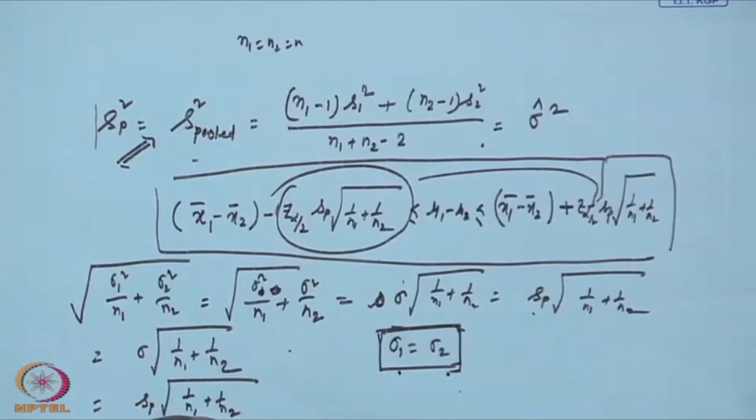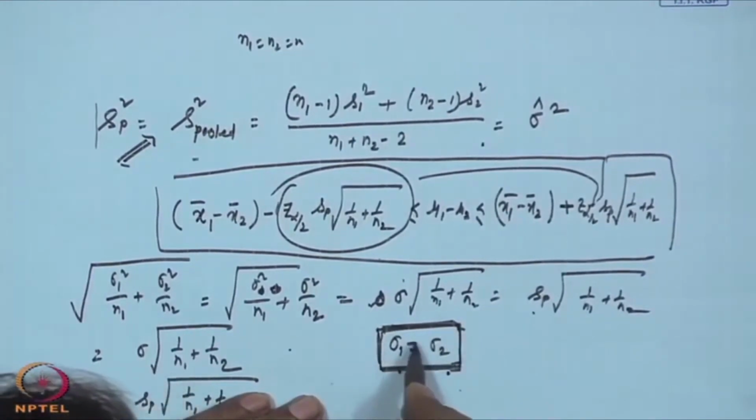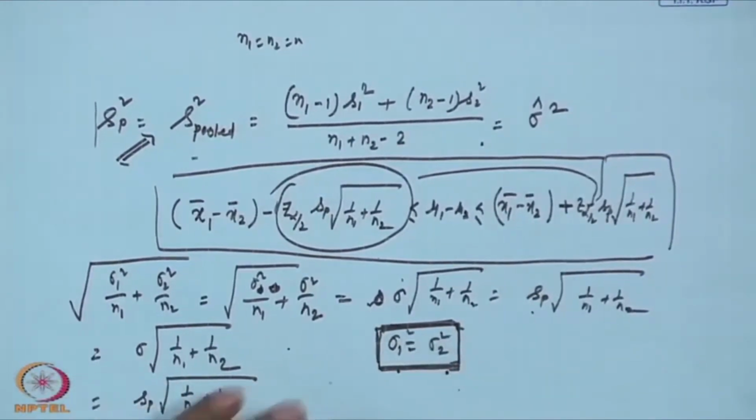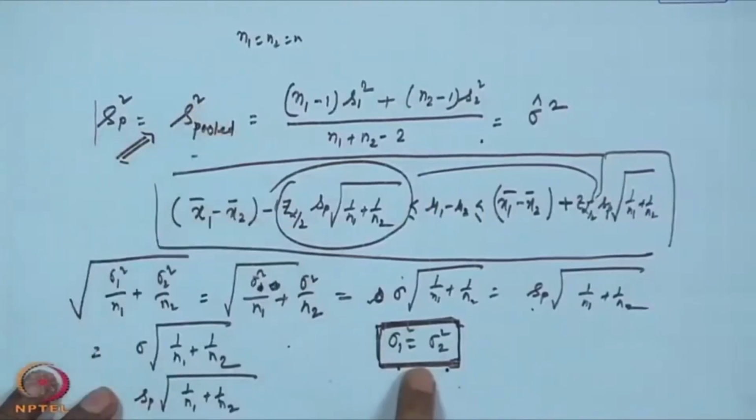Now, how do you know that sigma 1 square equals sigma 2 square? The equality of variance. How do you know that equality? That is to be tested, because if you want to use this formulation, you also require to test that the two population variances are equal. If the two population variances are not equal, then you cannot go for this.